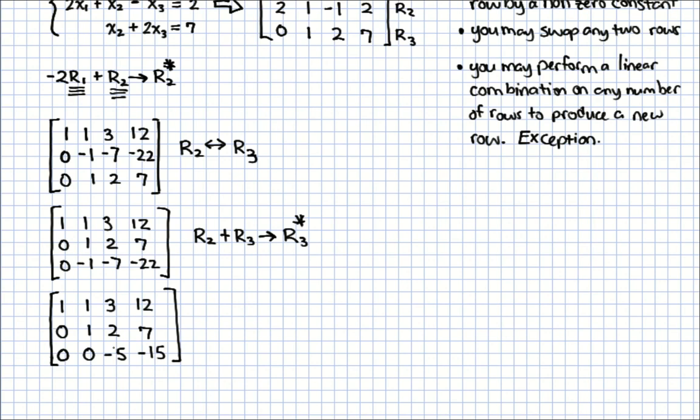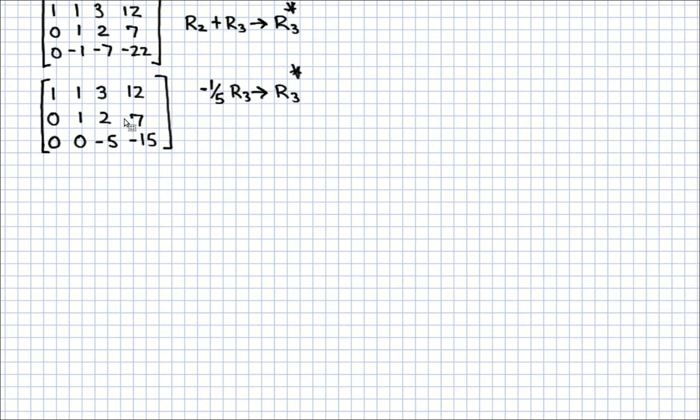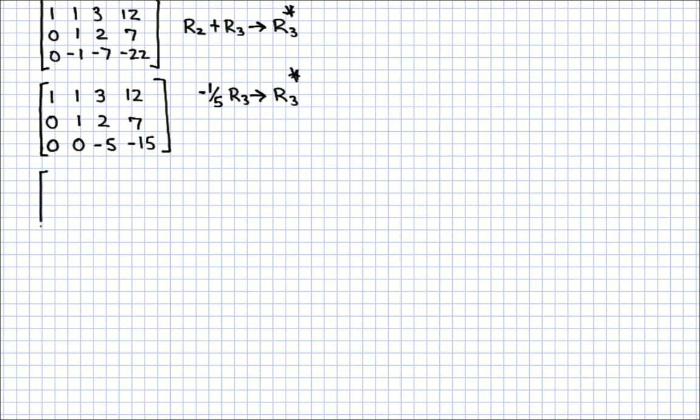Now I desire to get a 1 in this position right here. So all I have to do is take -1/5 of row 3, and that's going to give me a brand new row 3. And so now I rewrite rows 1 and 2 just as they were before. Row 3 now becomes 0, 0, 1 and 3.